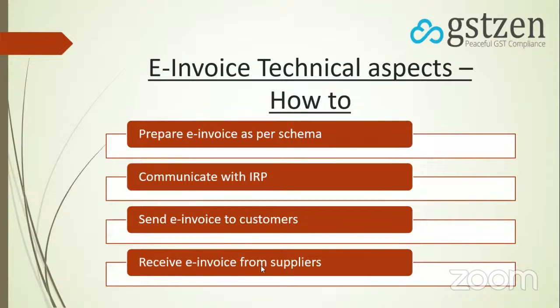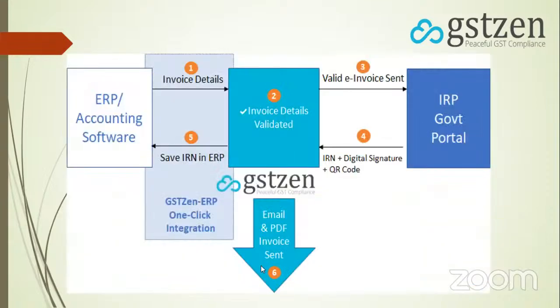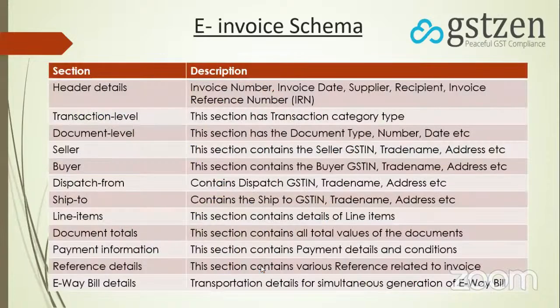E-invoice technical aspects. This is preparation of e-invoice as per schema. This is more essential for software developers: communication with IRP, sending of e-invoice and receiving of e-invoice. Again, this is the process of e-invoicing through GST Zen. GST Zen provides an additional benefit of emailing the e-invoice PDF when you generate it. IRP would not email it for you, but GST Zen provides an option of auto emailing on generation of e-invoice.